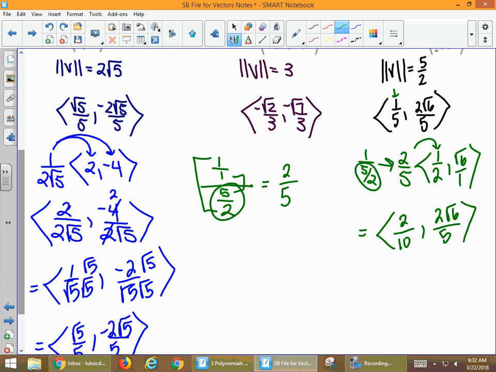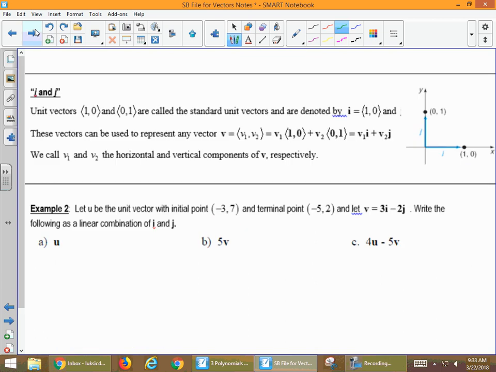1 over the magnitude times your original vector. Put a little star by it, or a little post-it, or a little flag to remind yourself to come back and get that in your brain before the quiz next Wednesday. The day before spring break.